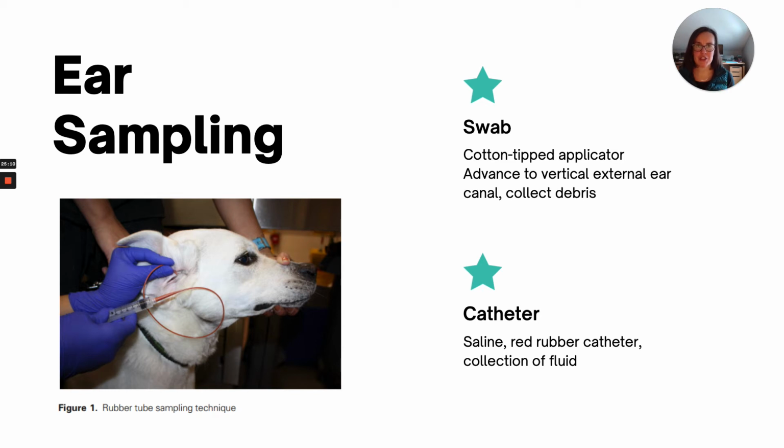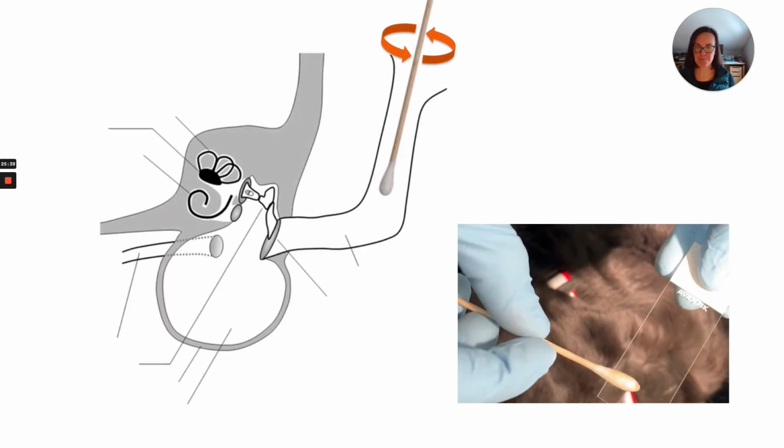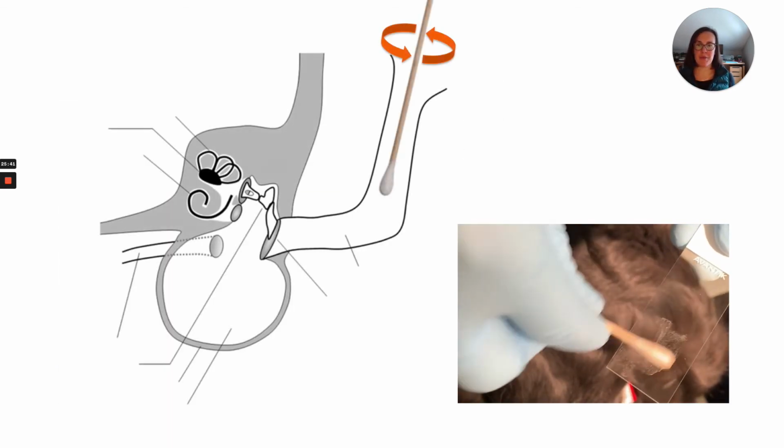And then here I have a picture of the rubber tube sampling technique, which one of my friends, Nellie Choi, she's a dermatologist now in Hong Kong, but her residency study looked at this method for sampling, and basically it's using a red rubber catheter that you advance into the ear, instill some saline, and then collect the cells from that area. And it also can be quite useful. In some cases, it was even less uncomfortable for dogs, so a good option for some dogs that have a lot of pain.